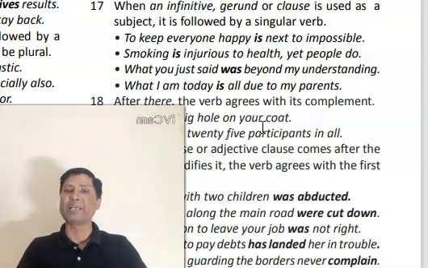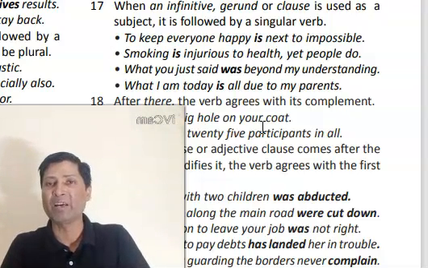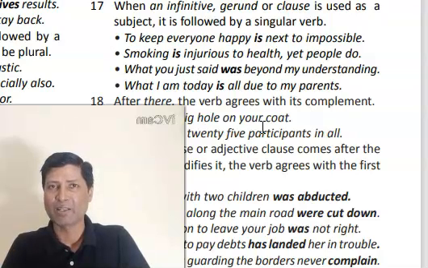For example, look at the given examples. To keep everyone happy is next to impossible. Is it right or not? Yeah, that's true. I cannot keep everyone happy.